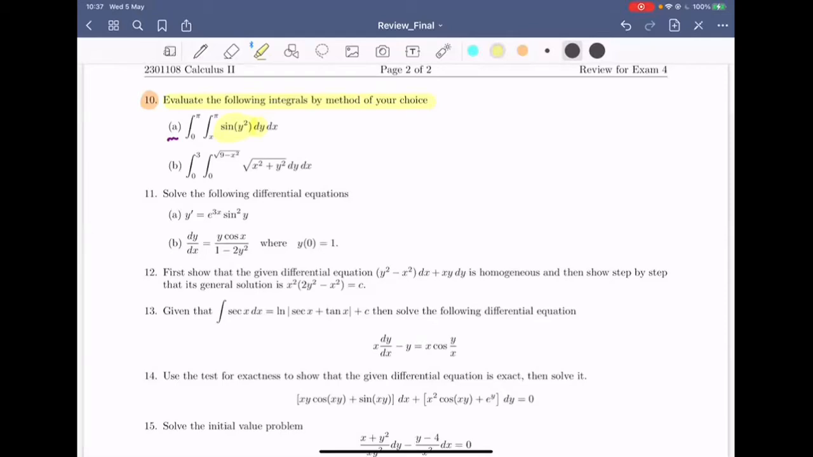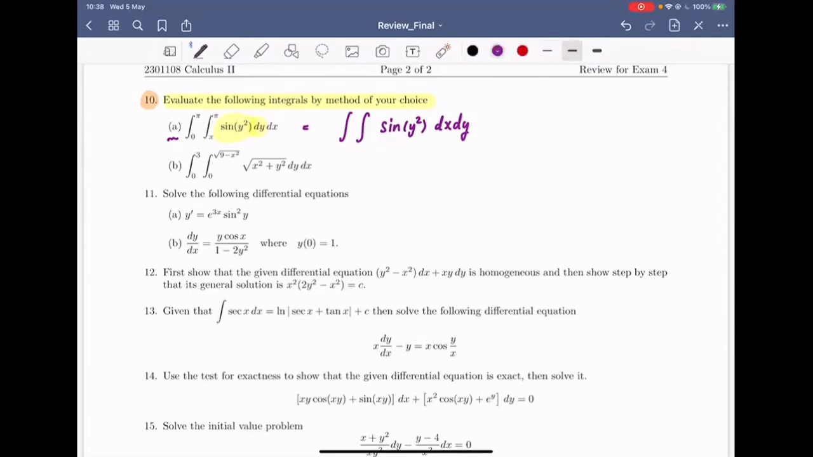You integrate with respect to x first, because then sine y squared is going to be a constant, and you can pull it out and then integrate easily. So we hope we can switch the order of integration to dx dy. If you can, the world is going to be easier for you. But how do you switch the integration?